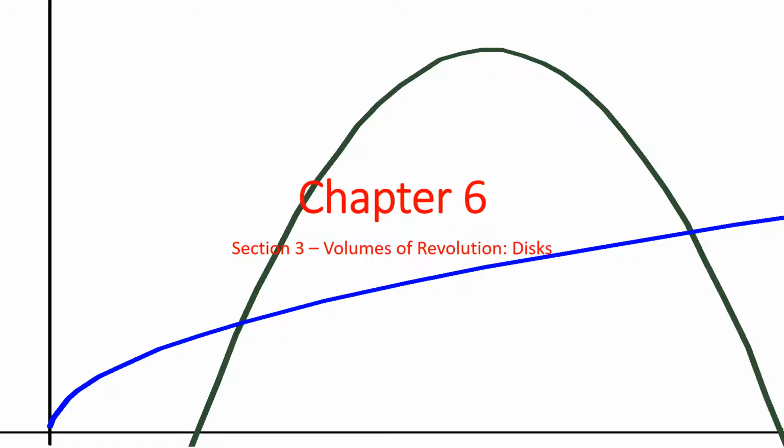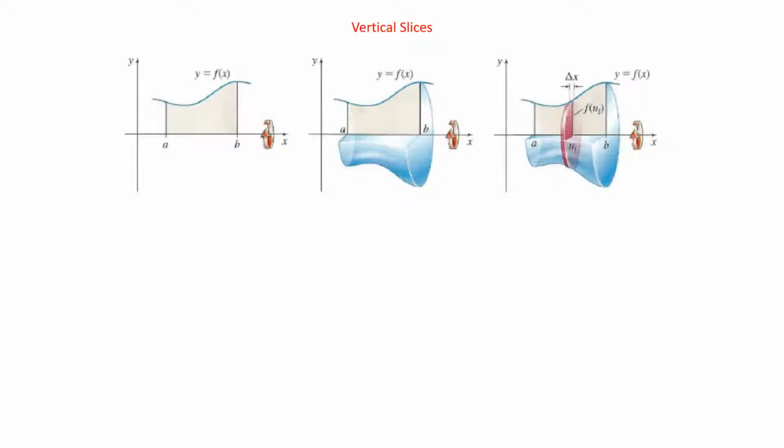So there are two types of disks that we use. One of them involves vertical slices. And vertical slices comes from when we revolve it around the x-axis as opposed to the y-axis, or really any horizontal line as opposed to a vertical line.